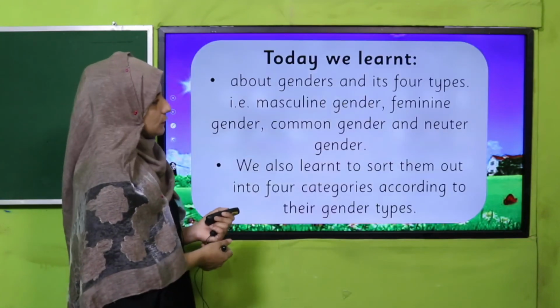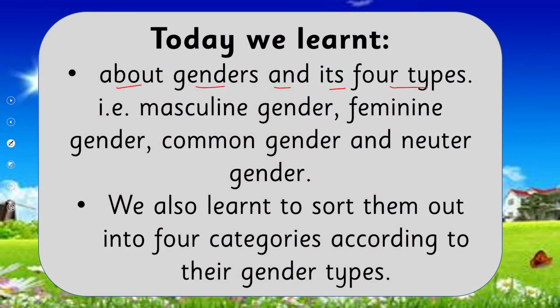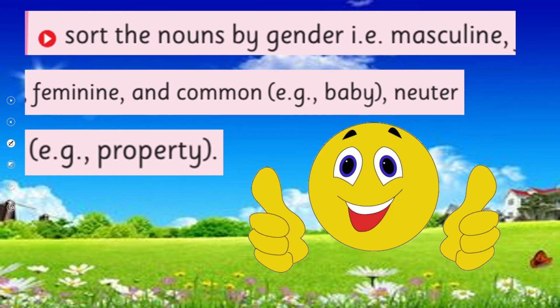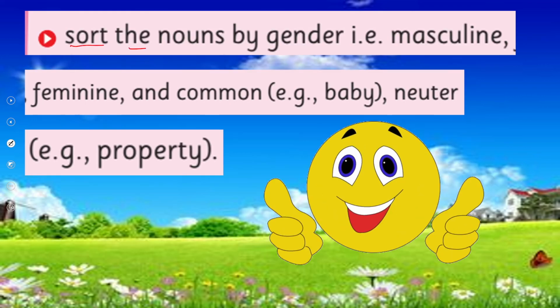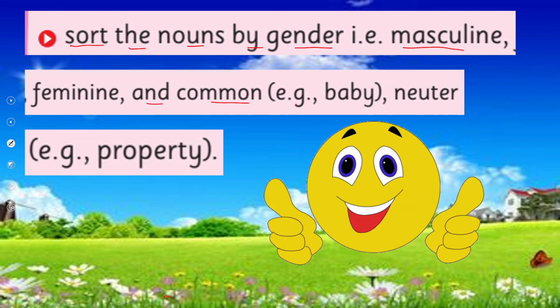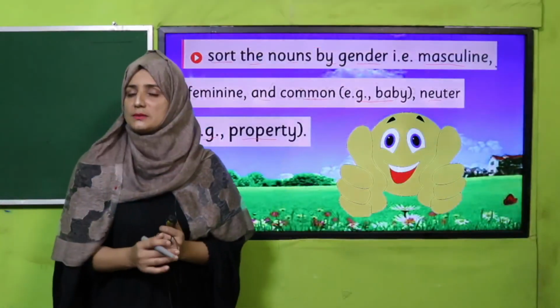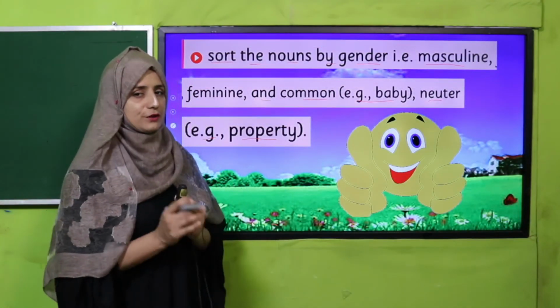Okay, so what have we learned today? Today we learned about genders and its 4 types, i.e. masculine gender, feminine gender, common gender and neuter gender. We also learned to sort them into 4 categories according to their gender types, and in this way we have covered our SLO: sort the nouns by gender, i.e. masculine, feminine and common, e.g. baby, neuter, e.g. property.